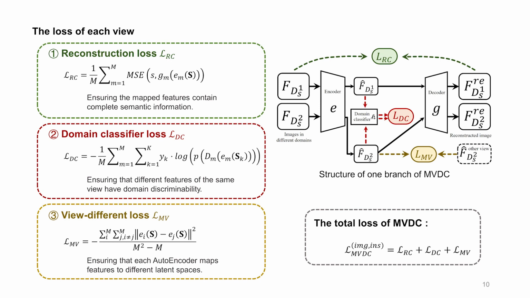During the training phase, we introduce three constraint losses. First, reconstruction loss ensures the consistency between the input to the encoder and the output from the decoder, thus preserving complete semantic information in the mapped feature. Second, domain classifier loss ensures that different features from the same view have domain discriminability. Third, view difference loss guarantees that each autoencoder maps features to different latent spaces.